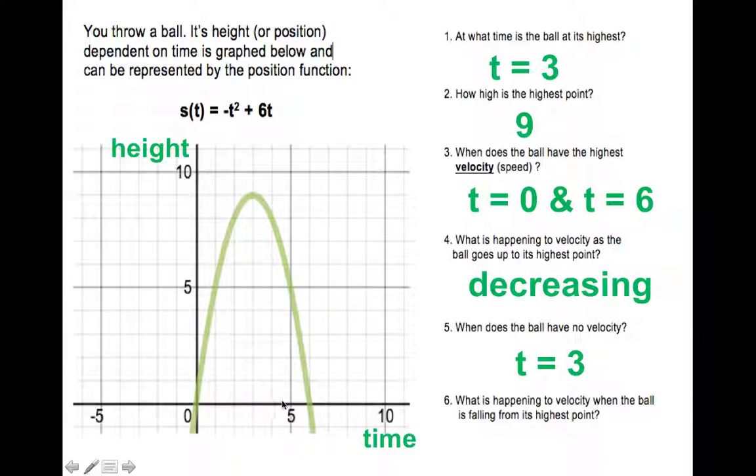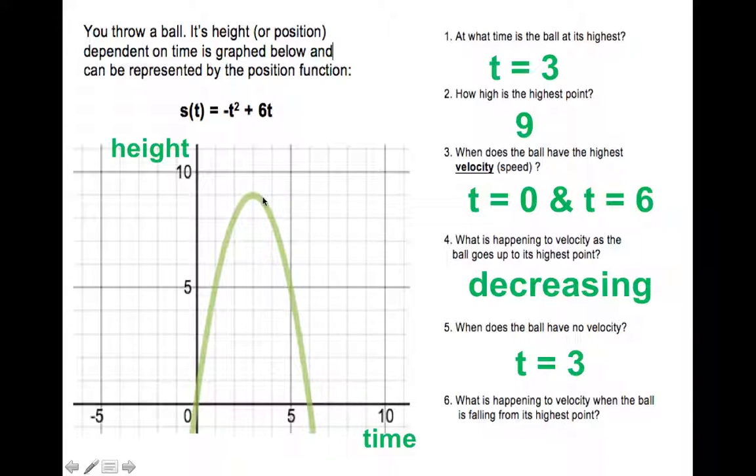The answer for that is at time equals 3. So right in the middle there, when the ball is at its highest point, it has no velocity. There's no speed. Again, fastest speed here when it leaves your hand, then it's flying up, flying up. The velocity is getting less and less and less. Gravity is making it slow down. It gets to its highest point. At that moment in time, the ball is just sitting there and it has no speed, no velocity.